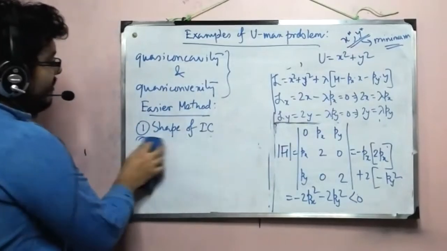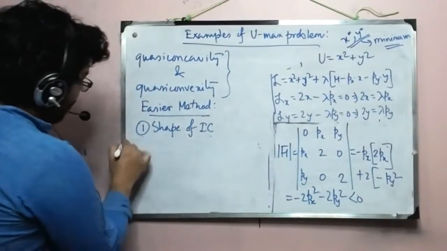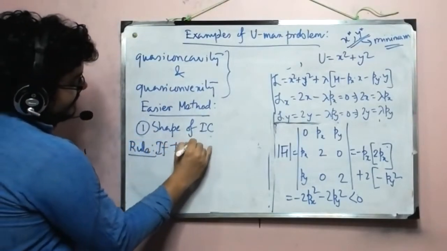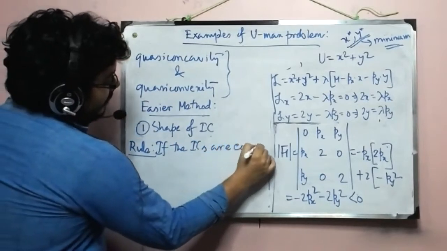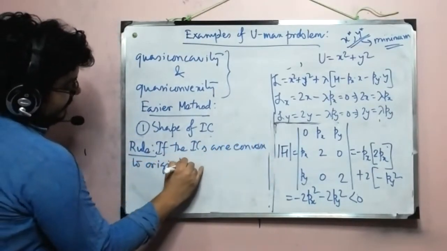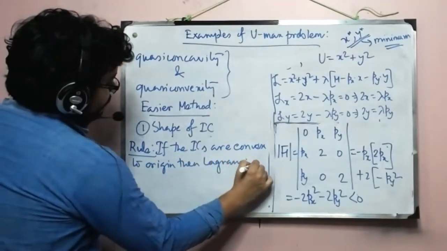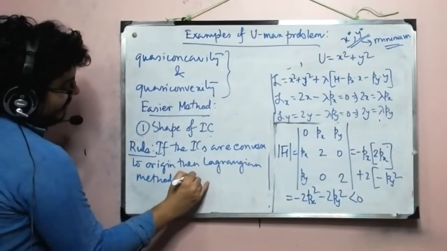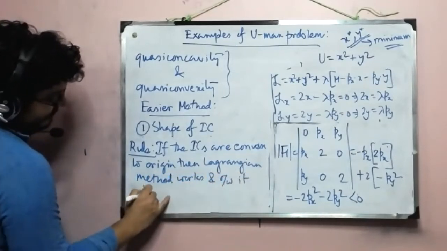As a shape of IC, as a working rule, you can have this rule that if the ICs are convex to origin, then Lagrangian method works. Then Lagrangian method works, and otherwise it does not.